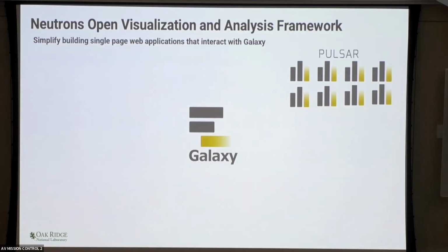So we created this thing called the Neutrons Open Visualization and Analysis Framework. And essentially it boils down to a way of building single page web applications that interact with Galaxy. So we've got a simplified way of building these web applications, but we leverage the Galaxy infrastructure to do all the deployment, to run the tools, to provide the user interfaces for the users, and then they can also leverage all the capabilities of Galaxy at the same time. So I know that sounds like a lot, and I'll try and explain that in the 5 minutes I've got left.